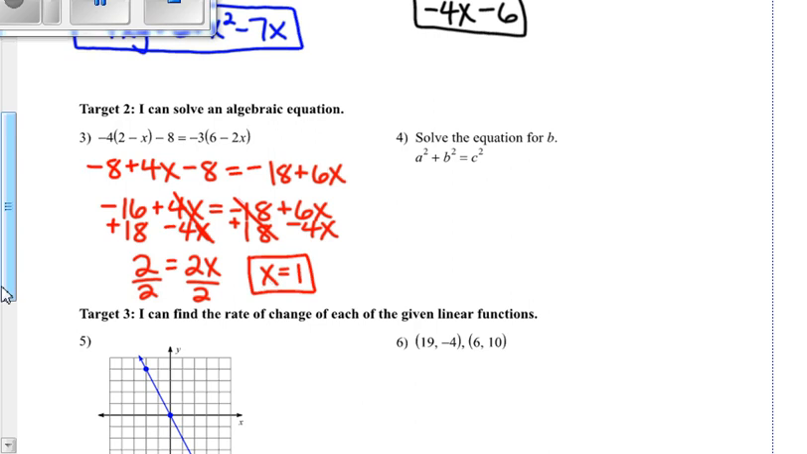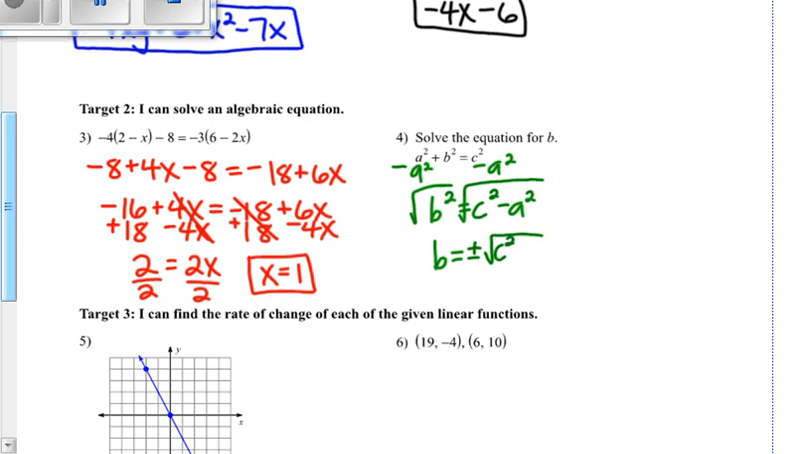This is called a literal equation on number 4 when we solve for a variable. So to get b by itself, I'm going to first subtract a squared. So I have b squared equals c squared minus a squared. And then I'm going to square root both sides. So I get b equals, it's technically plus or minus when you square root both sides, but if you just have the square root, that's okay.